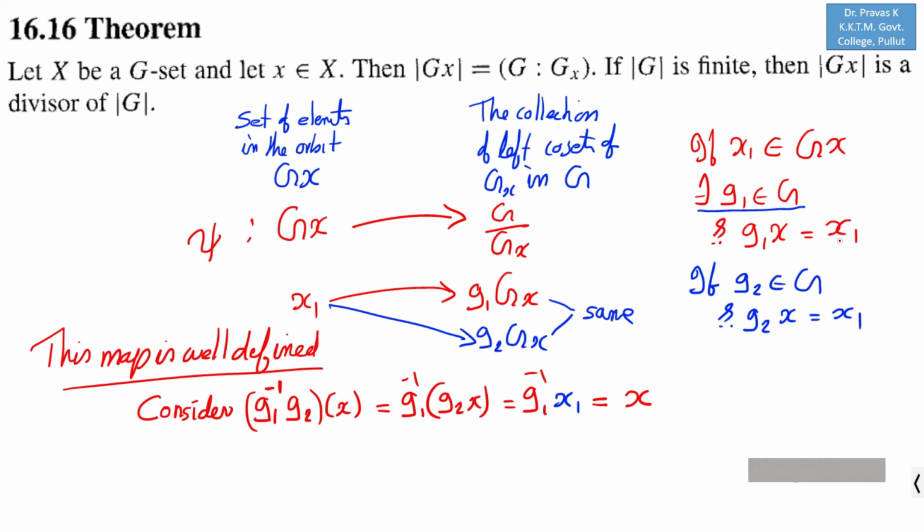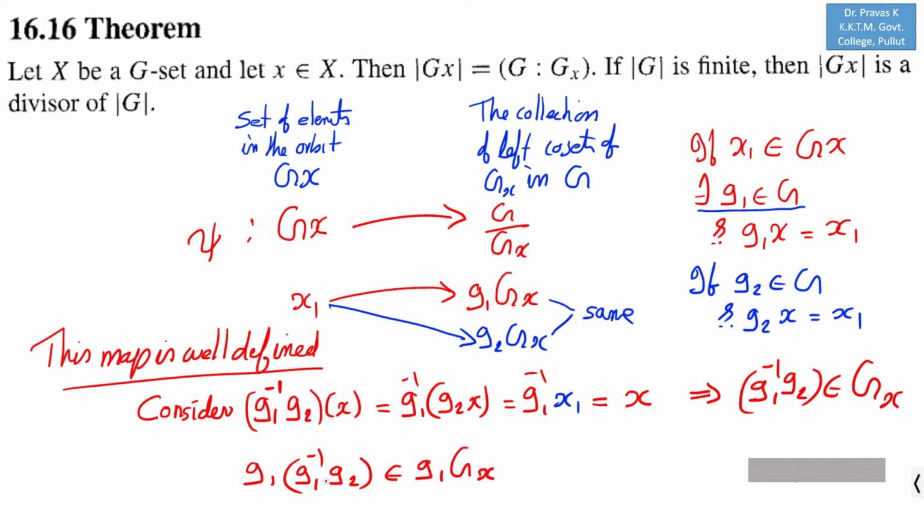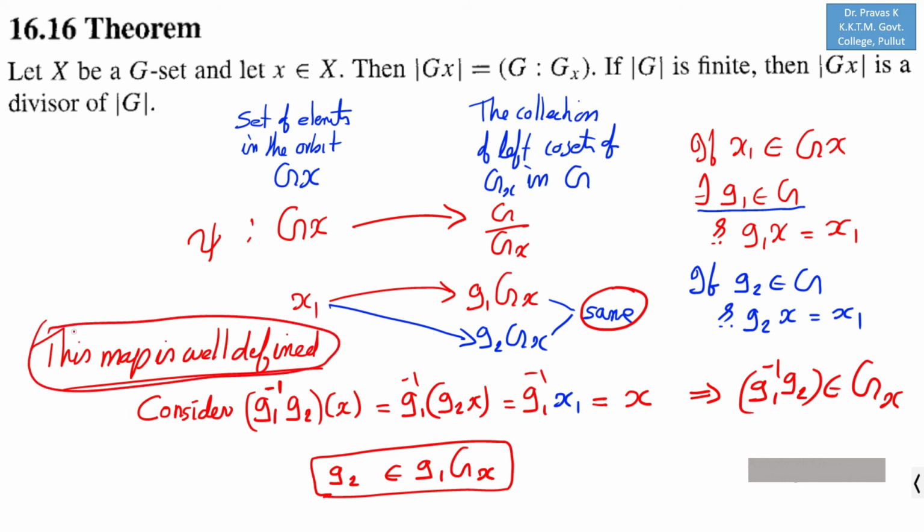Thus we have seen that g1 inverse g2 acting on x gives x, which means that g1 inverse g2 is an element in the group G suffix x. We can see that g1 times g1 inverse g2 is an element in the coset g1 G_x. That is, the element g2 is an element in the coset g1 G_x. Since g2 is an element in g1 G_x, it means that g1 G_x and g2 G_x are the same. So we proved that this map ψ is well defined.